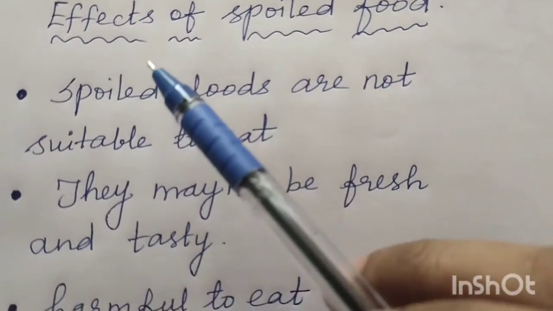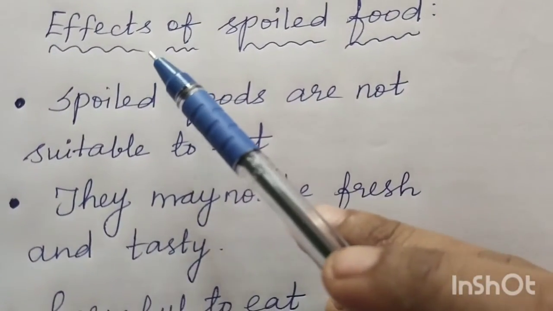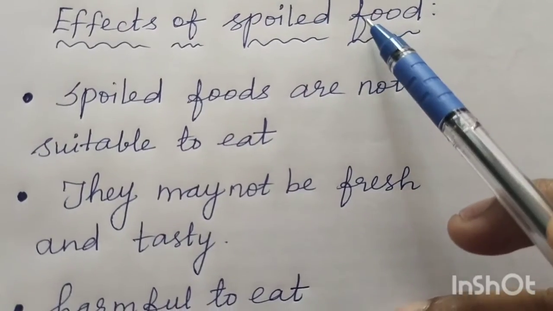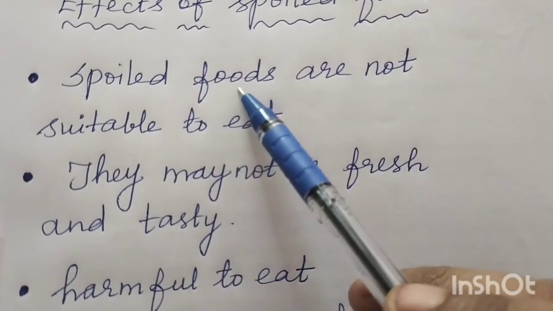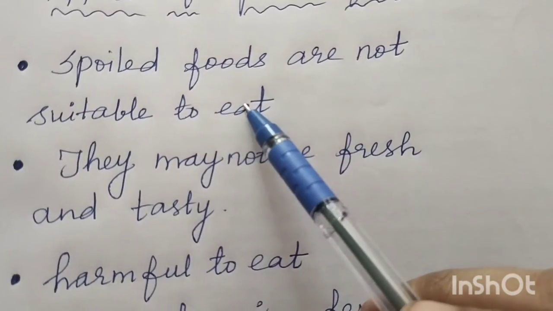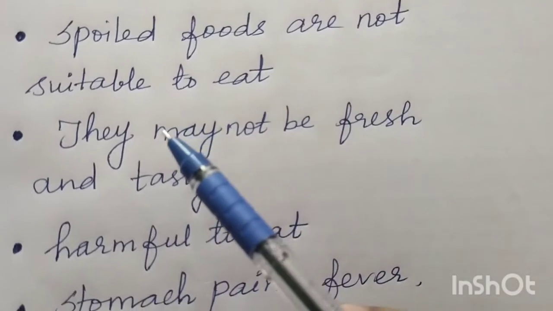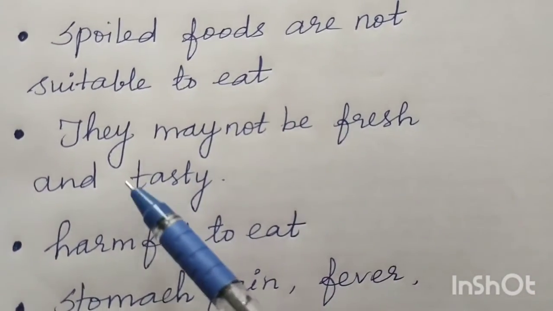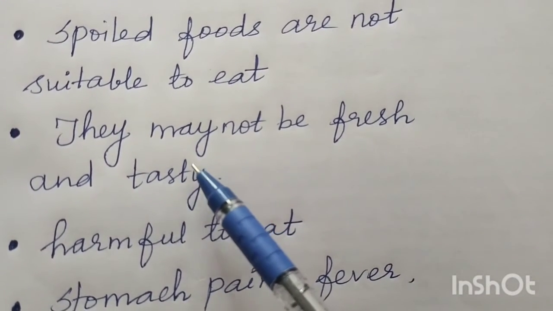Students, next we will learn about the effects of spoiled food. Effects means what is the result of eating spoiled food items. Okay, so now let's learn about this. The spoiled foods are not suitable for eating. Okay, so it's not suitable for eating purpose. Next, they may not be fresh and tasty, so the spoiled food won't be fresh and tasty.